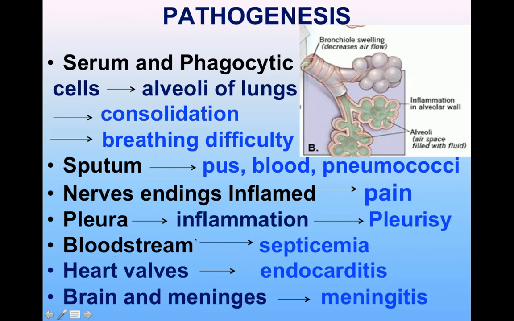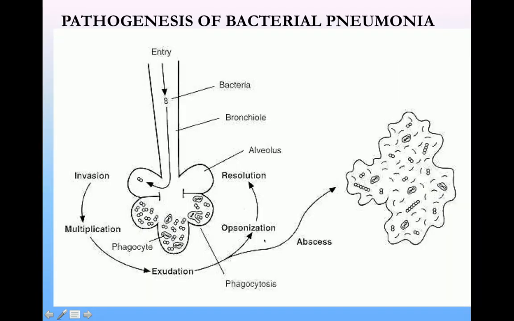These organisms go into the bloodstream and are responsible for septicemia, and when they settle down in the meninges or in the brain, they lead to meningitis. When they replicate in the heart valves, they cause endocarditis, and when they settle down in the joints, they produce the effect over there. So this is the pathogenesis of Strep pneumoniae.